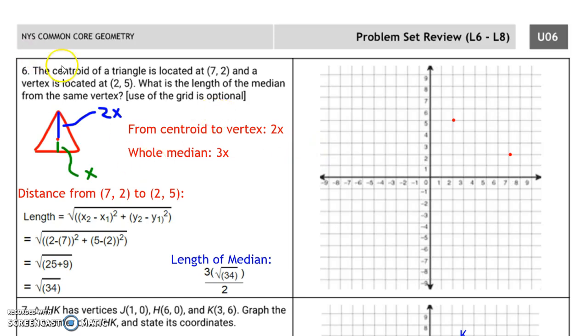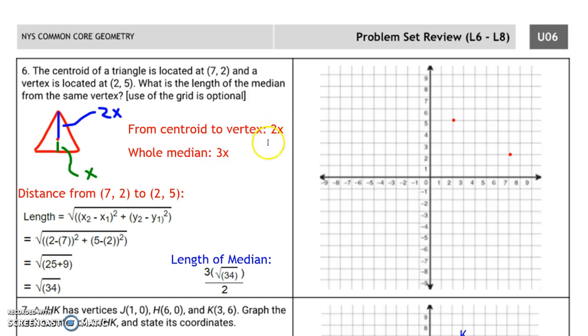For this problem, it asks you about a centroid. Centroid is a point on a median that splits the median into a 2-to-1 ratio. The 2 part is the one that's next to the vertex, and the 1 part is the one that's next to the midpoint. Since you know that, what we can do is find the distance from 7,2 to 2,5. That's the distance from the centroid to the vertex. That's the 2x part. That's square root of 34. And then divide it by 2 to get the value of x.